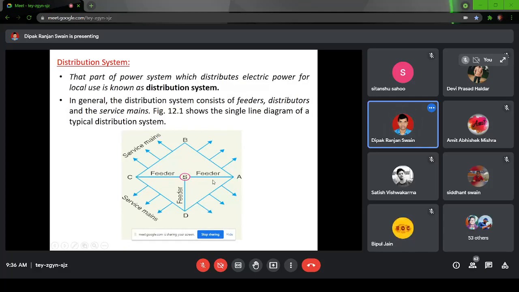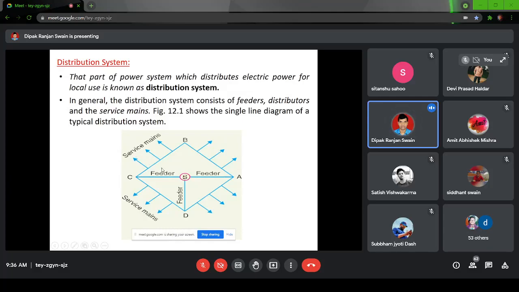This is called a feeder. Now in a feeder, you will see there is no tapping. These feeders are going to supply the distributors. So which are the distributors? The terms AB, AD, CD, and BC. These are distributors. There you can see the tappings are done to supply different consumers, maybe domestic or commercial.